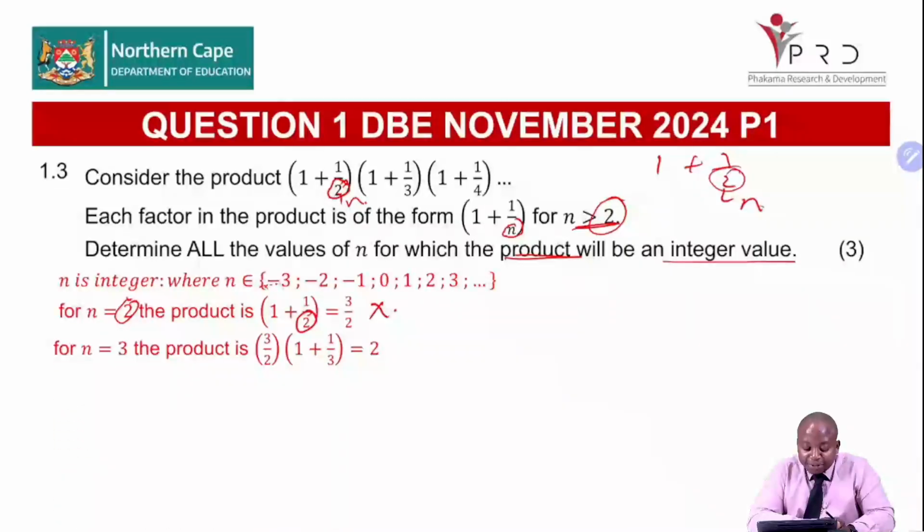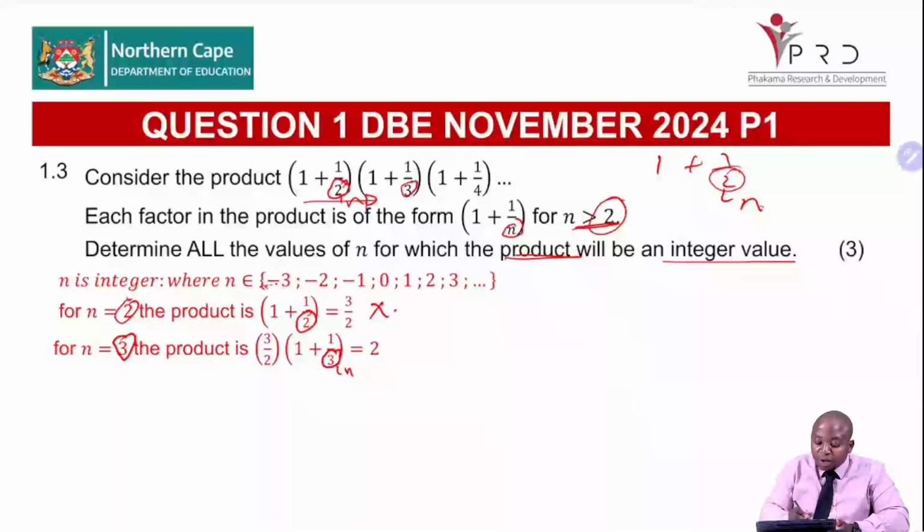Then I proceed. When n equals 3, I take this one and proceed with when n equals 3. But remember, I'm dealing with the product. So when n equals 3, I'm moving on to the second step. So I still multiply with the answer from the first question right there. So I still multiply the products again. When n equals 3, I get the value 2.